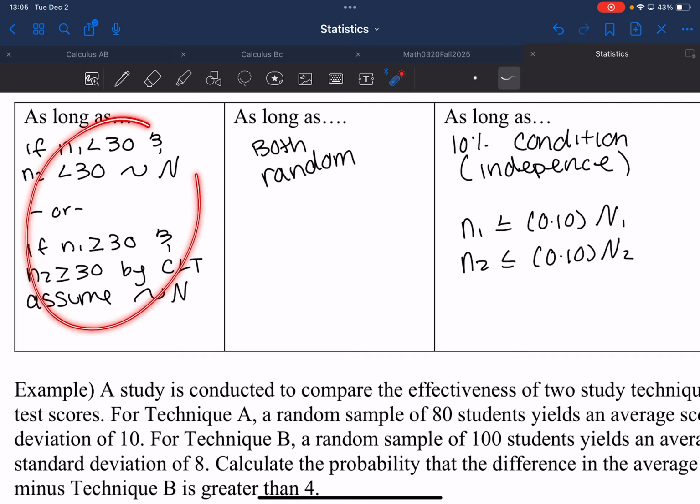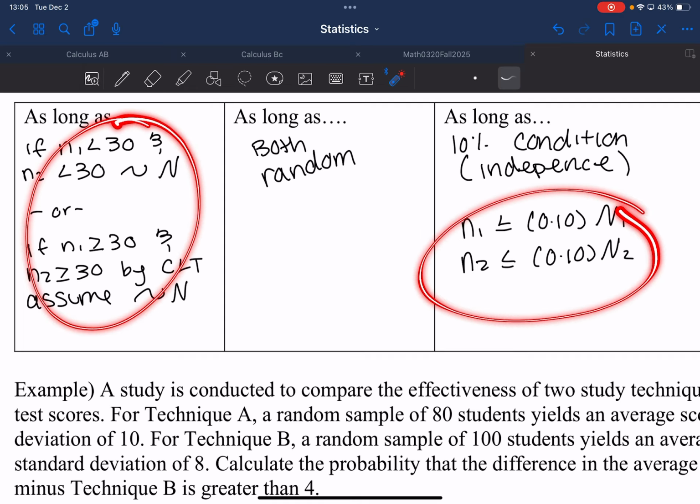So again, I would memorize these formulas that are part of the conditions because you will not get that on the formula chart.